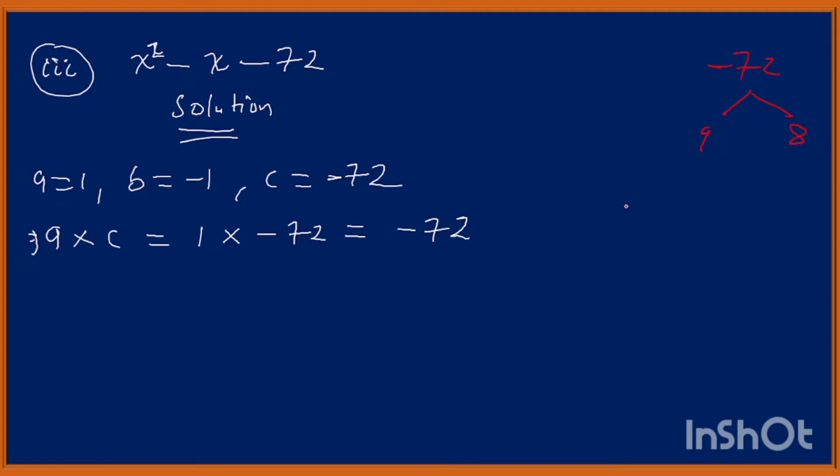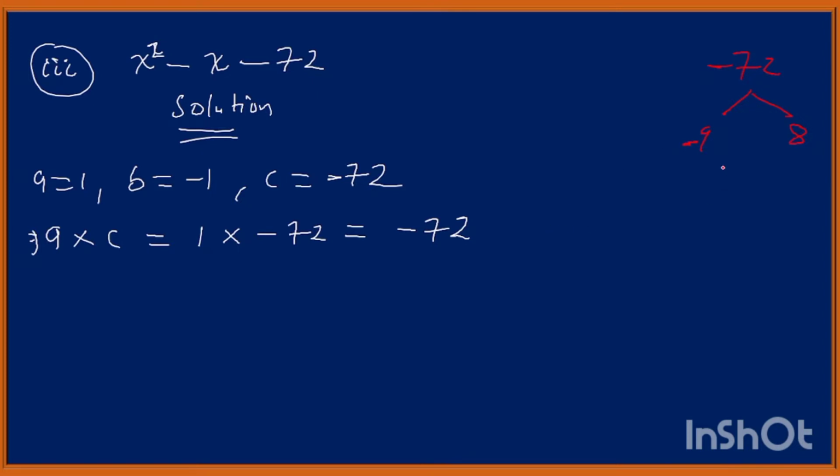Let me confirm that 9 multiplied by 8 is 72. Yes, correct. Since we are looking for factors of minus 72, one of them will take the minus sign so that the product is negative. If I put the minus sign with 9, minus 9 multiplied by 8 gives minus 72, and minus 9 plus 8 gives the b value we are looking for, which is minus 1.